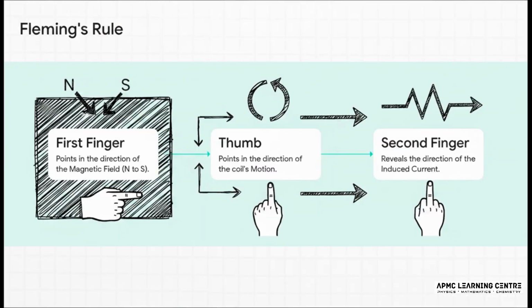Go ahead and try it with me. Just take your right hand, point your first finger in the direction of the field, so that's from north to south. Now point your thumb in the direction of the wire's motion, and like magic, your second finger will then naturally point in the direction of the induced current. As we're about to see, this simple rule is the entire reason the current alternates back and forth.